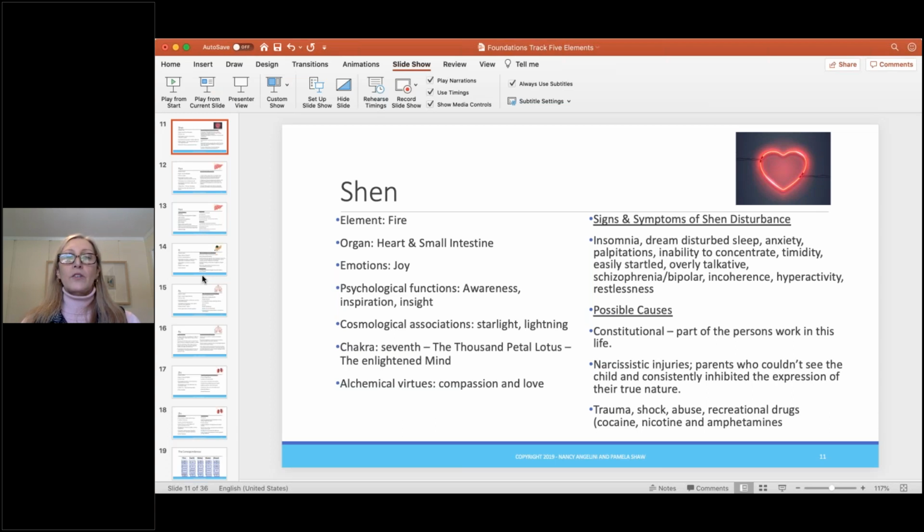So I love the cosmological associations like starlight and lightning. So this is a really weird thing. When I was first learning this, I'm a very kinesthetic learner. So I'd read it and I'd go, okay, how do I get this in me? I've got it in here. How do I get it here, right? So I thought, well, what do I do if I want to support my Shen? Why don't I go lay out under the stars, right? So in the summer, that's what I do. Sometimes I think, oh, I don't have any inspiration. I don't feel inspired. I'm going to lay out under the stars.